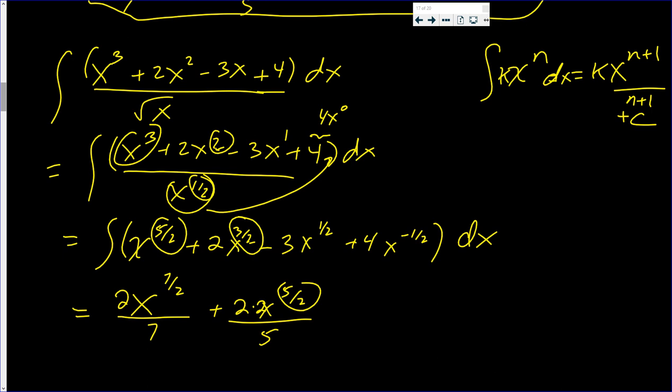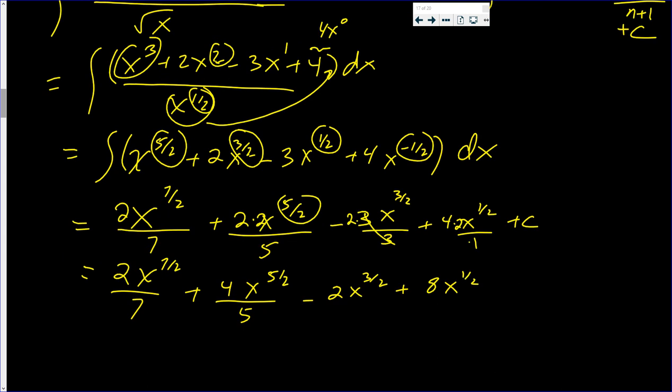Plus 4. You add 1 to that power, you get 1/2. Then you divide by 1 over 2. Plus c. And then we can clean it up a little bit. You get 2x to the 7/2 over 7, plus 2 times 2, x to the 5/2 over 5, minus the 3's cancel, plus 8x to the 1/2, and there's no point in dividing by 1, plus c.